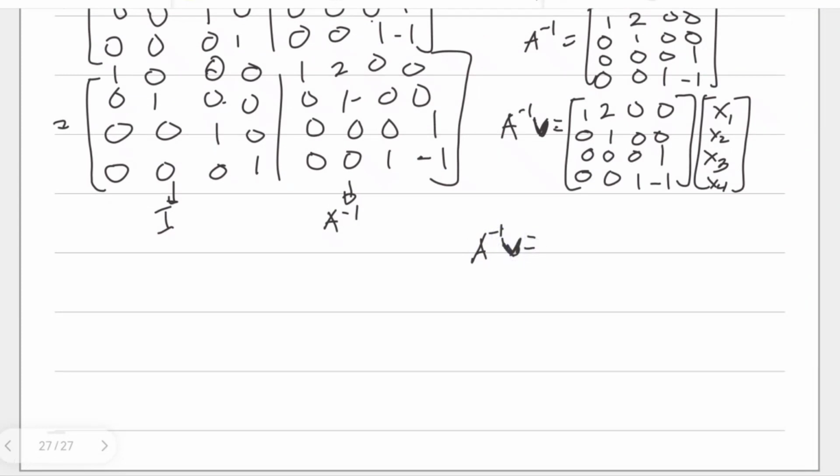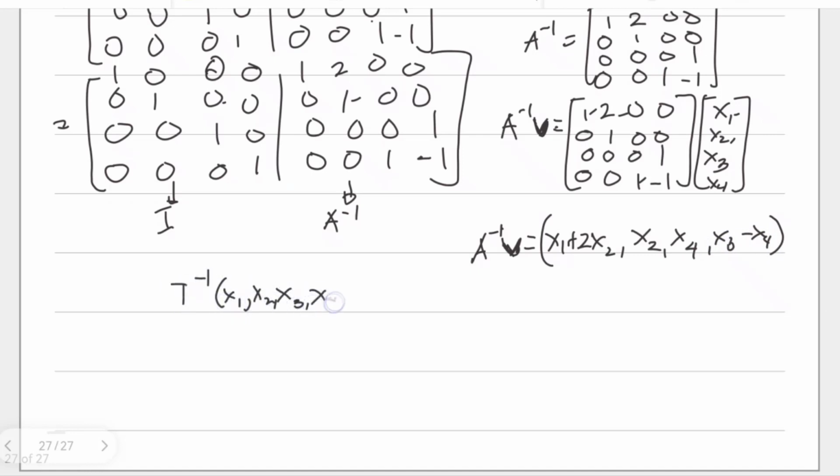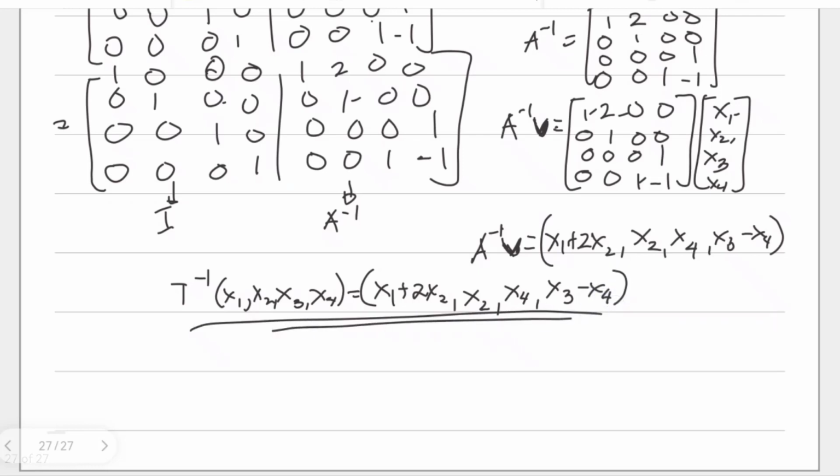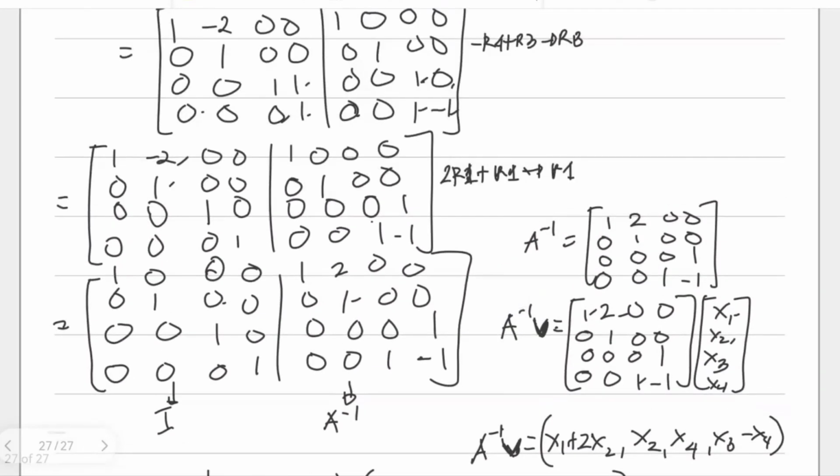We'll have 1 times x sub 1, so x sub 1 plus 2x sub 2. That's for the first row. Second row is simply x sub 2. The third row is simply x sub 4. And the fourth row is x sub 3 minus x sub 4. This means that the inverse of our given linear transformation in R4 is, with these entries, x sub 1 plus 2x sub 2, x sub 2, x sub 4, and x sub 3 minus x sub 4. This is the inverse of the given linear transformation following these steps here.